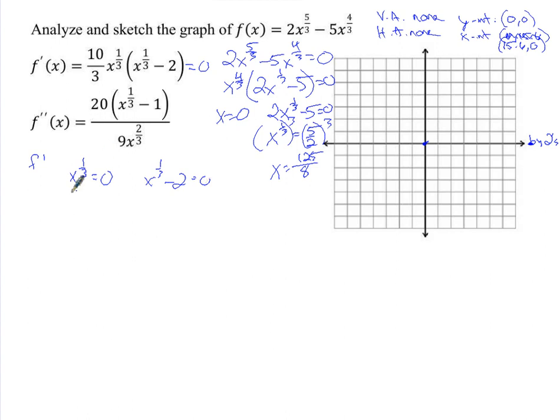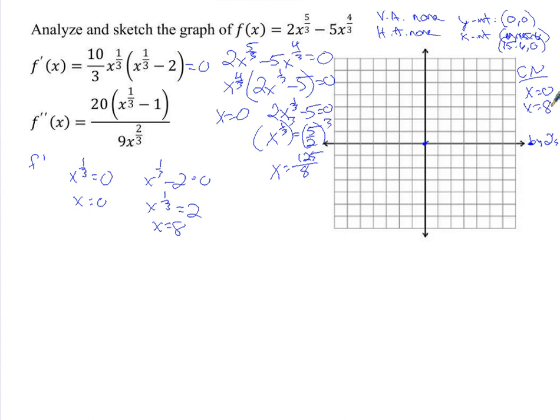So what does this become? We cube both sides and we get x equals 0 for a critical number. Over here, we add 2 to both sides, and now we have x to the 1 third equals 2. So we cube both sides and we get x equals 8. Okay, so put that in the little list of stuff. We have critical numbers, no vertical asymptotes, so we have critical numbers of x equals 0, x equals 8.